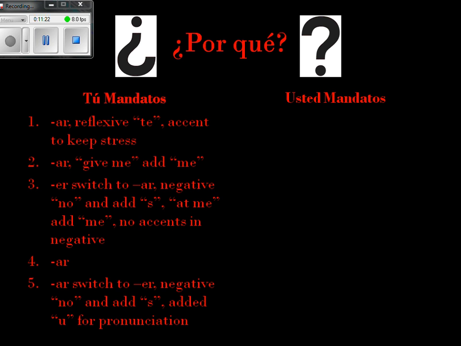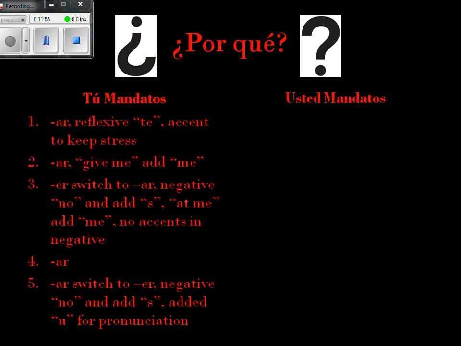¿Por qué? For the first one, it is an AR verb and it's reflexive, so you add the te and the accent to keep the stress. For the second, it's an AR verb, so you switch, and it's give me, so you add the me at the end. For the third, it's an ER switch to AR, and it's negative, so you add the no and the s at the end. At me, so you add the me at the end, and there are no accents.